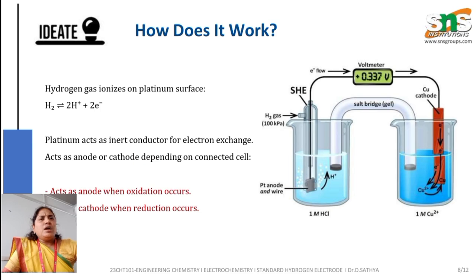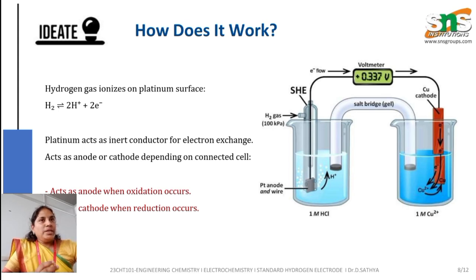So that we can measure other electrode potentials also using this SHE. Now ideate: how does it work? It is very important. We think of multiple ways to solve this problem. Idea 1: use a metal in contact with the ion. The platinum is chemically inert and suitable. That's why we took platinum.